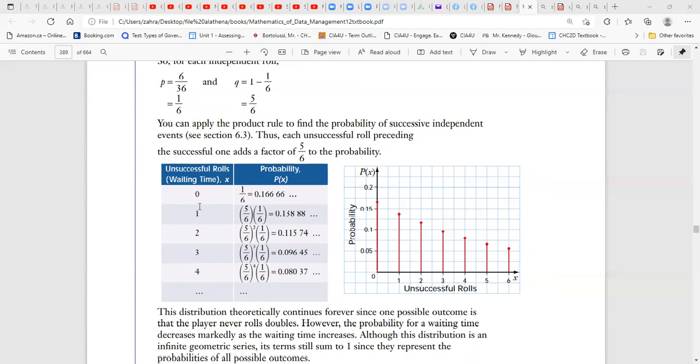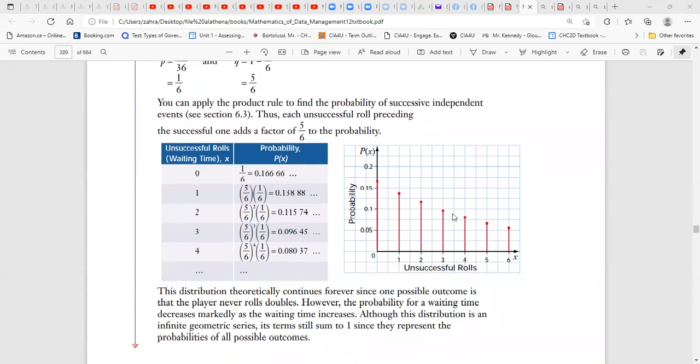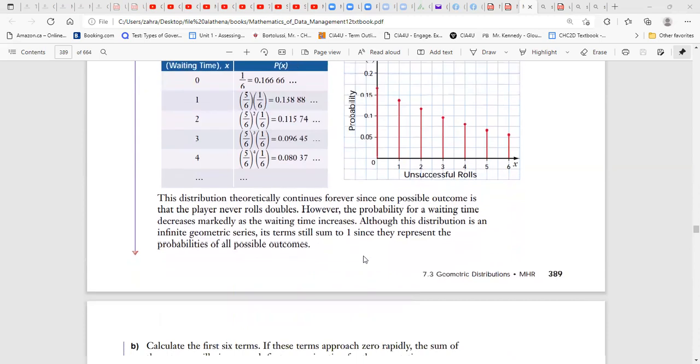So X is the waiting time. The first time you fail, the probability of failing is 5 over 6. And the next trial, you win. You have a double, which is 1 over 6. X equal to 2 means the first 2 are failing, which means 5 over 6 multiplied by 5 over 6, and then success happens, multiplied by 1 over 6, and so on. We take 3, 4. So you can find these probabilities, and then you can graph it. On the x-axis, you have the waiting time, and on the y-axis, you have the probability of that. As you see, this looks like an exponential. So this is geometric probability.